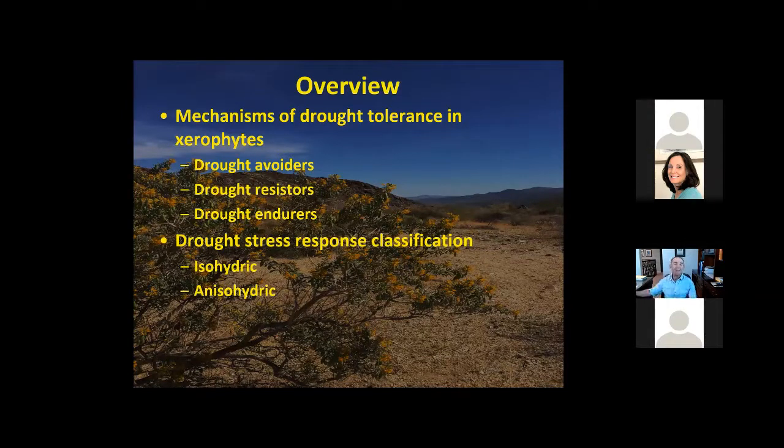Okay, so the mechanisms of drought tolerance and xerophytes: there are plants that are called drought avoiders, drought resistors, and drought endurers. That basically revolves around the anatomy of the plant, the ability of the plant to grow different root structures, or to have different canopy types. But then we're going to get into some physiological things, and that's the drought stress response classification. Scientists like to classify things, and so there's the isohydric group and the anisohydric group. I'll explain what each of those are and give you examples the best I can.